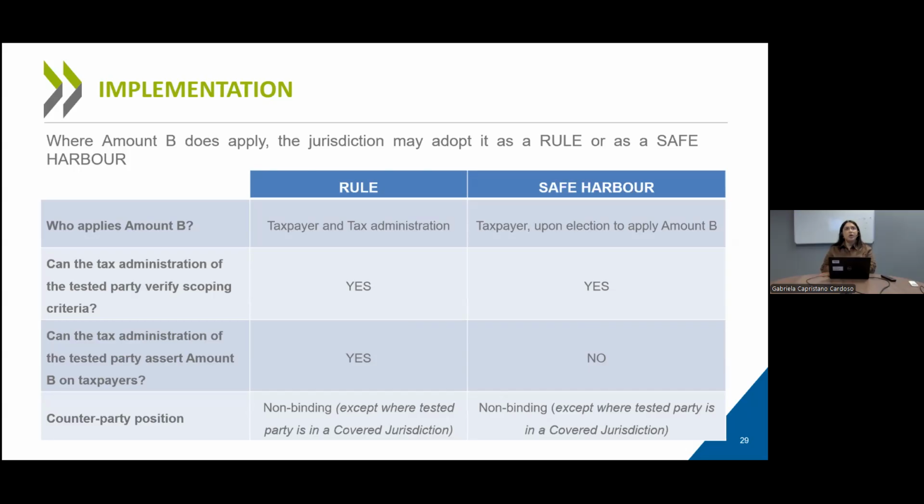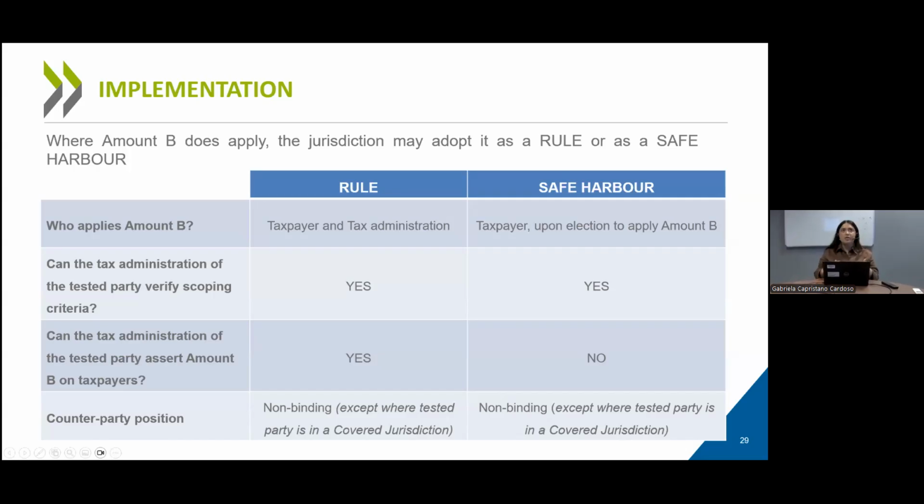If the taxpayer chooses to apply Amount B, then the tax administration of the tested party can verify the scoping criteria to make sure that the taxpayer has indeed applied Amount B to a transaction that is within scope. And if the tax administration comes upon a transaction that it believes should be an Amount B transaction, but the taxpayer has not elected to apply Amount B, then under the safe harbor, the tax administration cannot assert Amount B on the taxpayer.